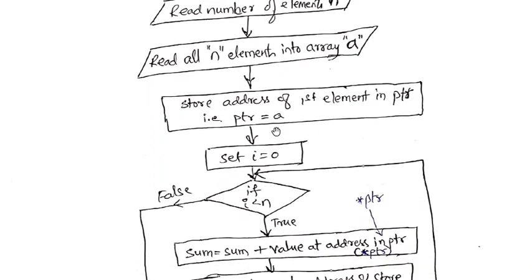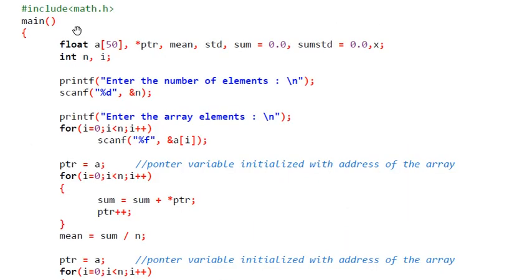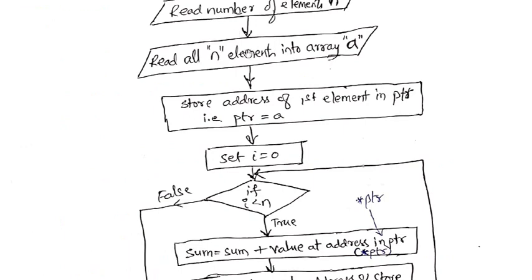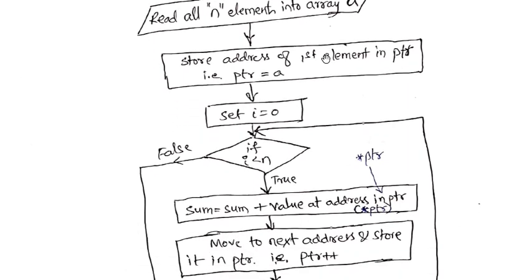Then the next step is to read all n elements into the array. So we read all the elements. A for loop is used here, but you need not use a for loop; you can just say read all n elements into array. Then what is the next step? Store the address of the first element in the pointer, that is, ptr is equal to a.